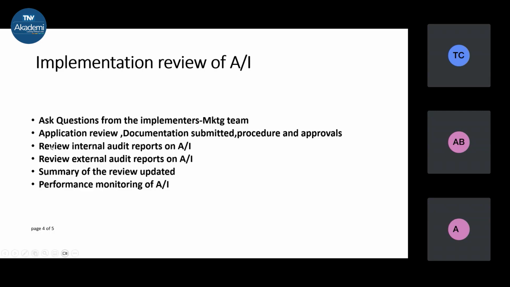Then we are into a process where internal audit reports are seen. Internal audit is conducted of the application and inquiry form. So we need to see that yes, they are implemented, and internal audit is reporting on them correctly, so that further mistakes do not take place. Review external audit reports on application and inquiry.